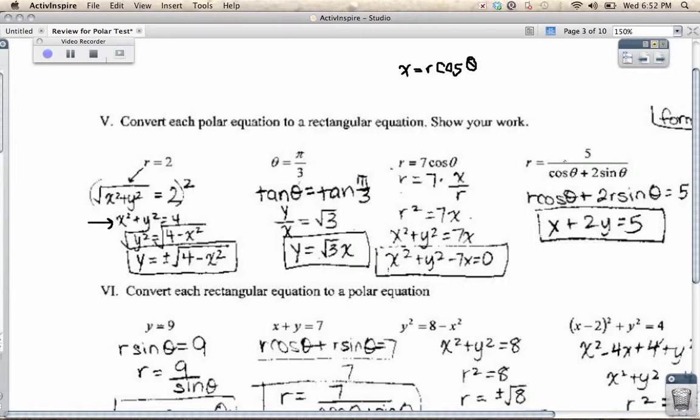Okay, same thing for this one. You should first multiply both sides by cosine theta plus 2 sine theta. That gives you r times cosine theta, and then, of course, distributing the r gives you r cosine theta plus 2r sine theta equals 5. Now, r cosine theta is x, r sine theta is y, and you're done.